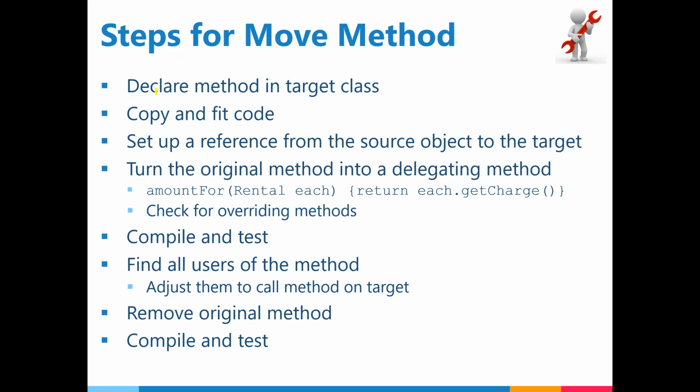Steps for move method: declare the method in the target class, copy and fit the code, set up a reference from the source object to the target, turn the original method into a delegation method. We are going to rename it. This is called getCharge, not amountFor. This is a noun, this is a verb. The methods should be an action, so it should be a verb. Check overriding methods, compile and test, find all users of the method, adjust them to call the method on the target, remove the original method, compile and test.